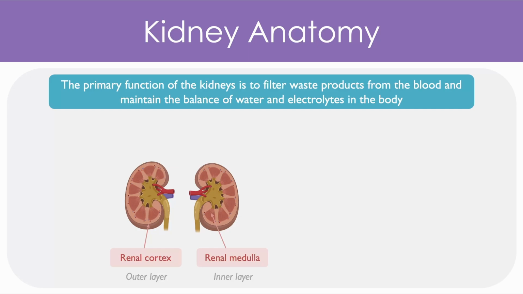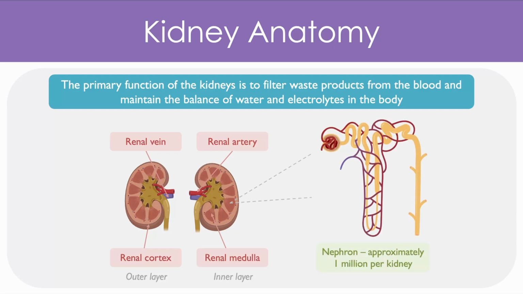Importantly, the main function of the kidneys is to filter waste products and maintain a good balance of water and electrolytes in the body. And the way this is achieved is by blood entering the kidneys via branches of the renal artery, and then the filtered products return to the blood via the renal vein. If we take a closer look at one of the kidneys, we can see that it's formed of several nephrons or filtering units, and there are approximately 1 million nephrons per kidney.